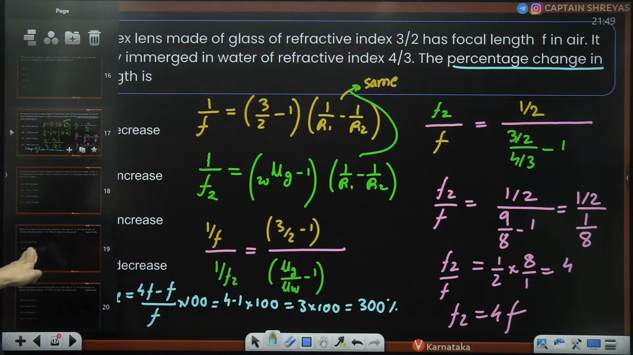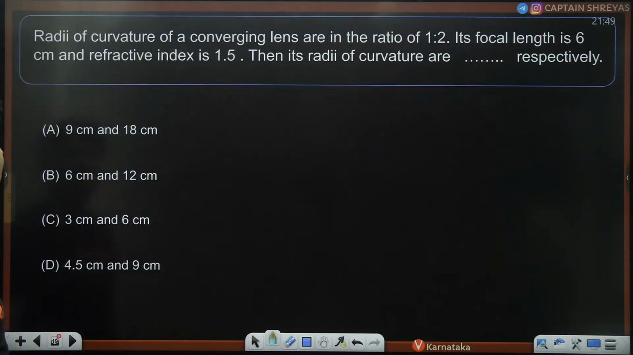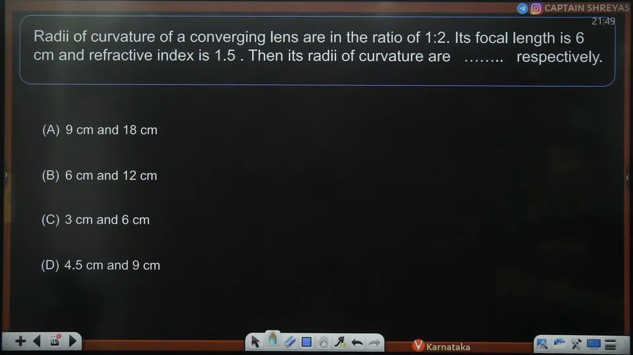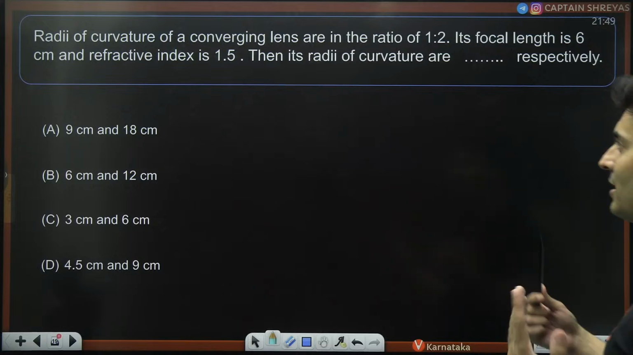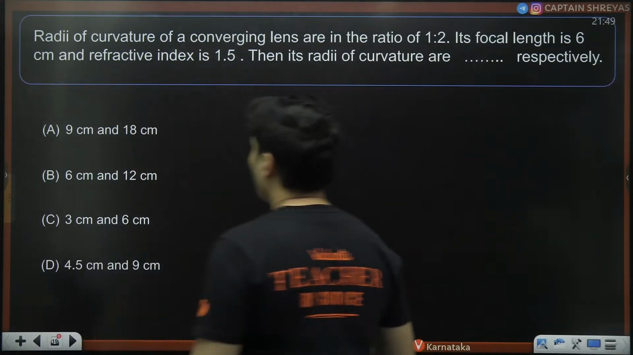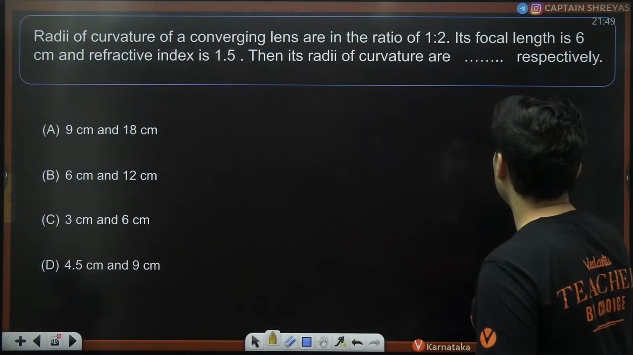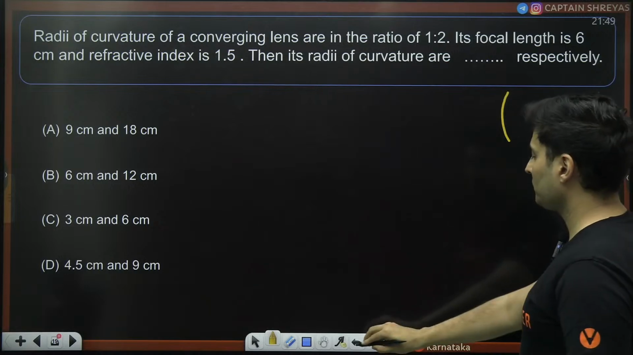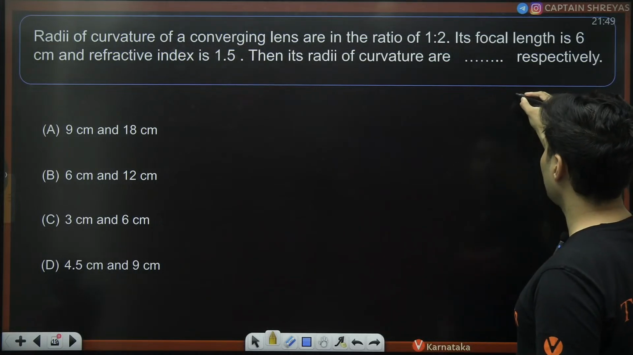Right. So let's solve another question coming up on your screen. The radii of curvature of a converging lens are in the ratio of 1:2. The focal length is 6 and refractive index is 1.5. Then the radii of curvature are? Beautiful question. So it's a converging lens. Let's draw it so that we don't mess up the sign convention. 1:2, 1 is double.